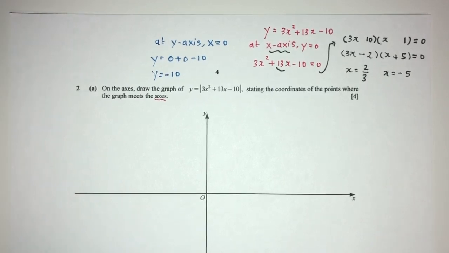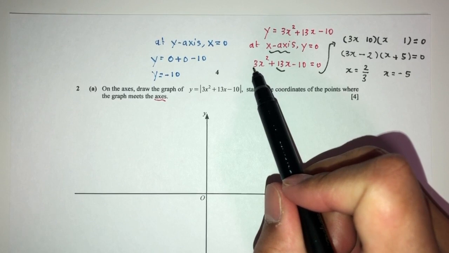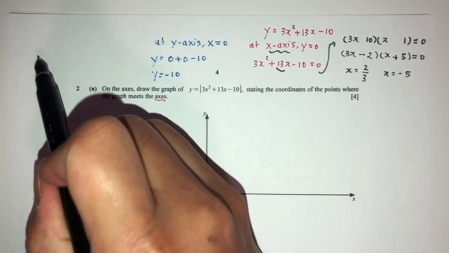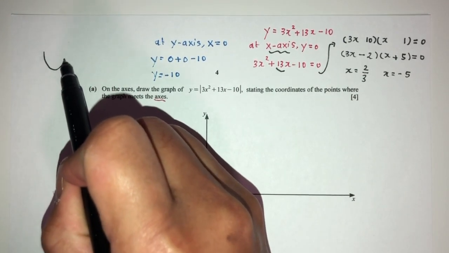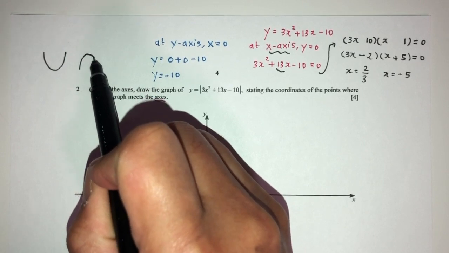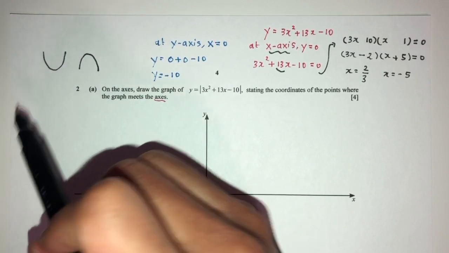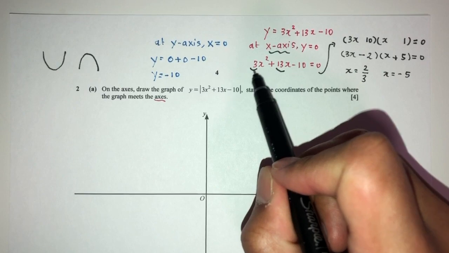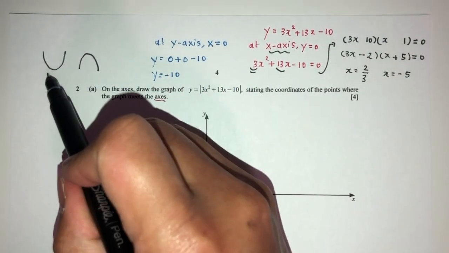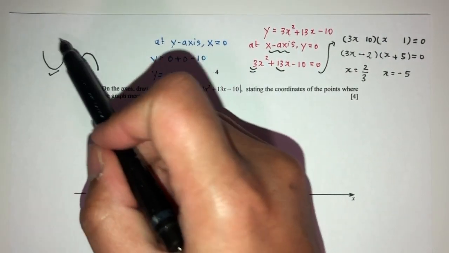Now what else do we need to know? Since this is a quadratic equation, it could be in this shape, right? Or in this shape. Now which one will it be? Since the coefficient 3 is positive, you will have a minimum shape. So we'll choose this shape.